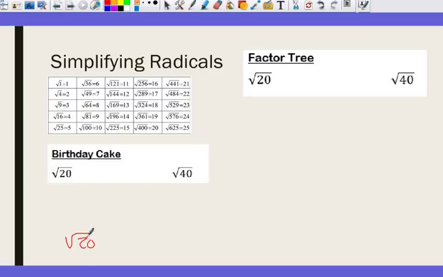Is 20 divisible by 2? You always start with 2, then you go to 3, then 4, then 5. We're going to start with 2. Is it divisible by 2? Yes, it is. We divide 20 by 2, what do we get? 10. Is 10 divisible by 2? What do we get left over? Is 5 divisible by 2? Is 5 divisible by 3? How about 4? How about 5? Yes. So that is a prime number.